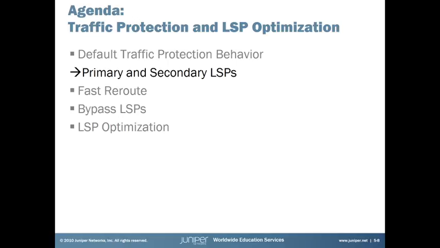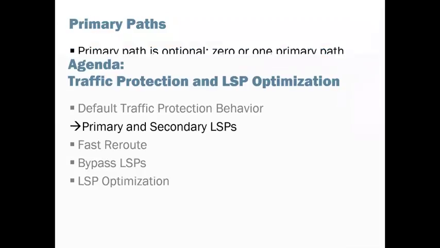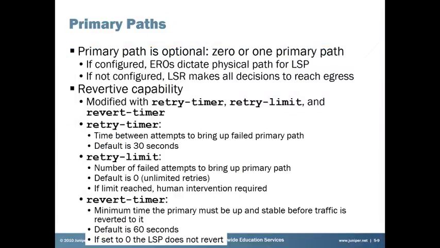First of all, let's take a look at this idea of secondary paths. So primary path is optional. We don't have to specify a primary path. We can have up to one primary path though. And if it's configured, the EROs will dictate the physical path for the LSP. If you don't configure an explicit route object, then we'll just end up following the IGP's best path.